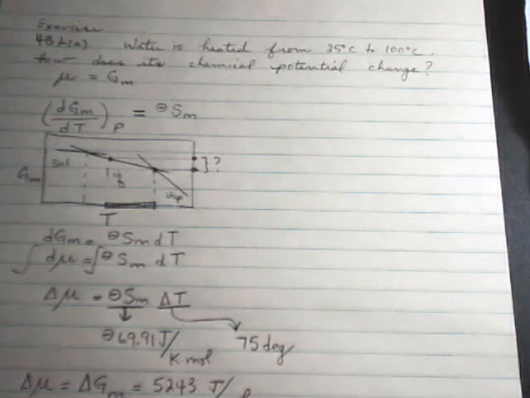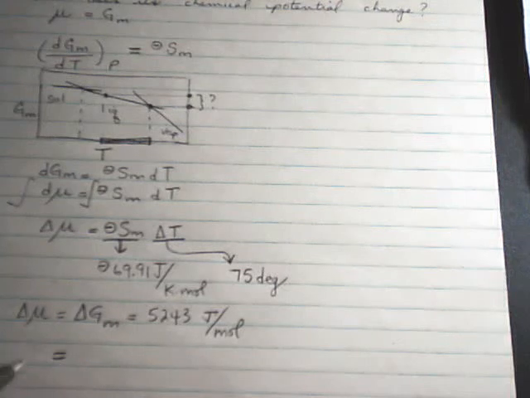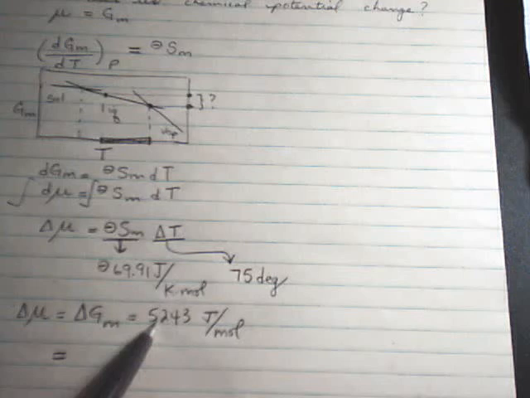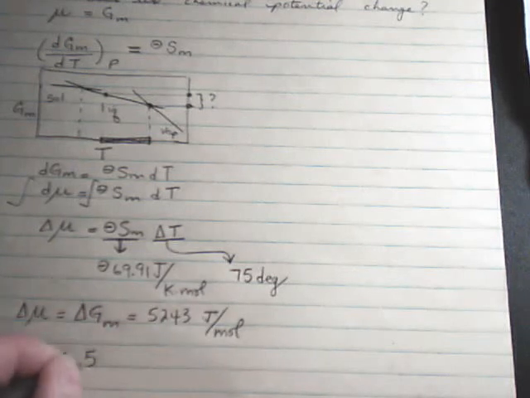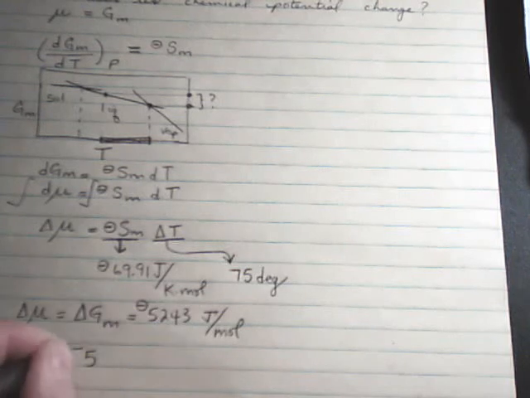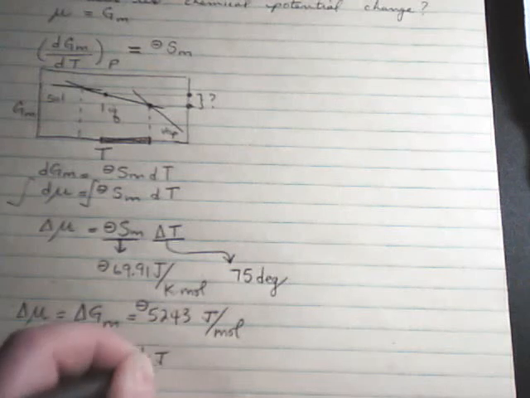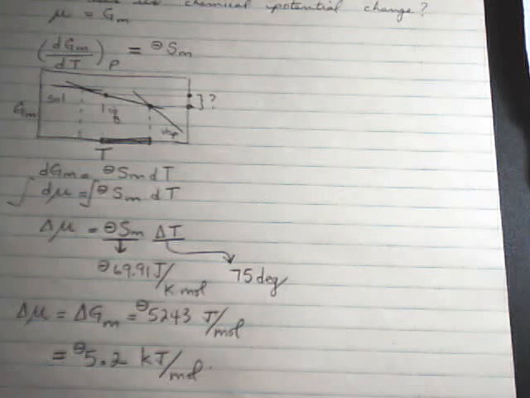Let's put it in kilojoules. So, negative 5.2 kilojoules per mole. So that's how much the chemical potential changes per mole of water.